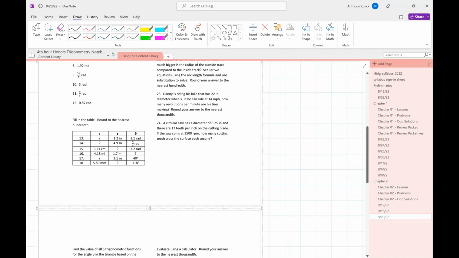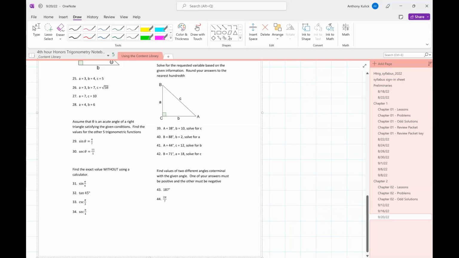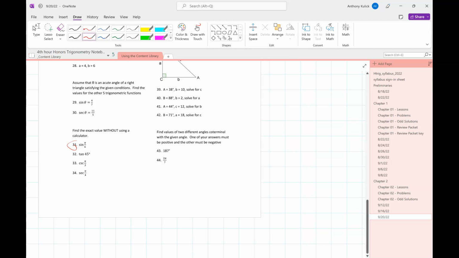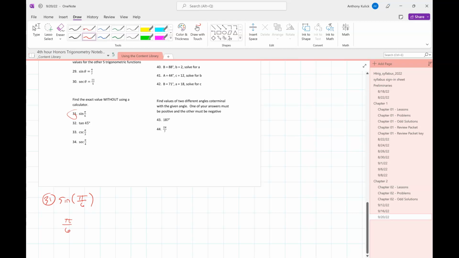All right. 31 says to do this without your calculator. So first thing I would do is, pi over 6 is obviously a radians angle measure. I'm going to convert that into degrees. What do I have to do to convert something from radians to degrees? Multiply by 180 over pi. That's a good thing to remember. So when I do that, I get 30 degrees. So this is really the same thing as sine 30.